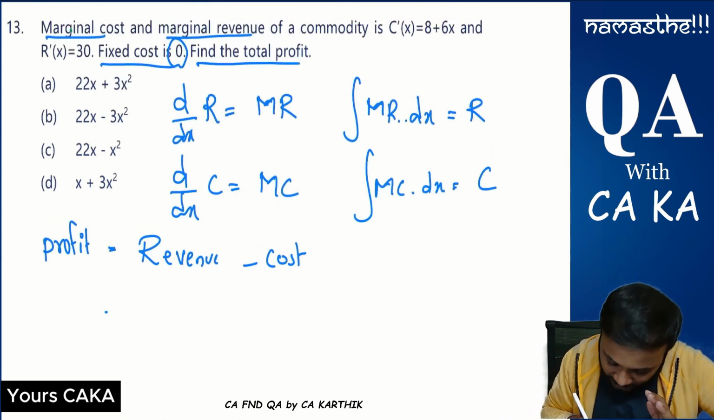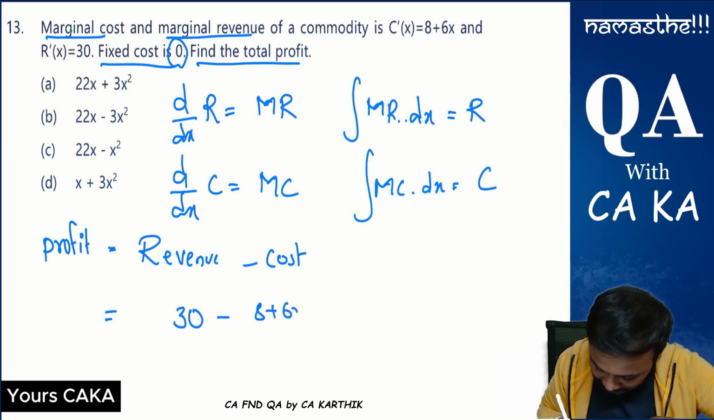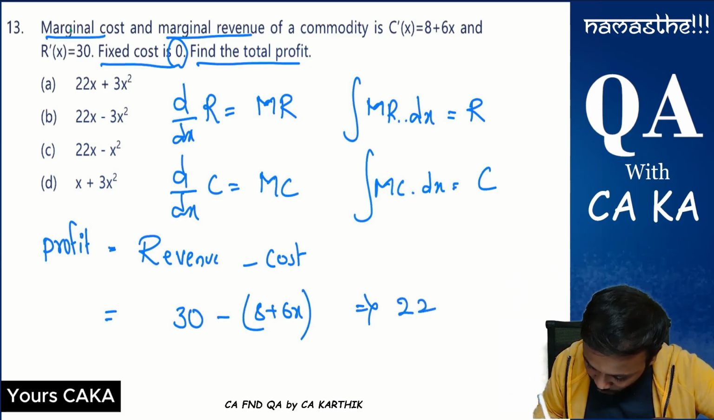So before that, let's take the values. What was the revenue? It is 30. What was the cost? 8 plus 6x. When you solve this, 30 minus 8 is 22, minus 6x.